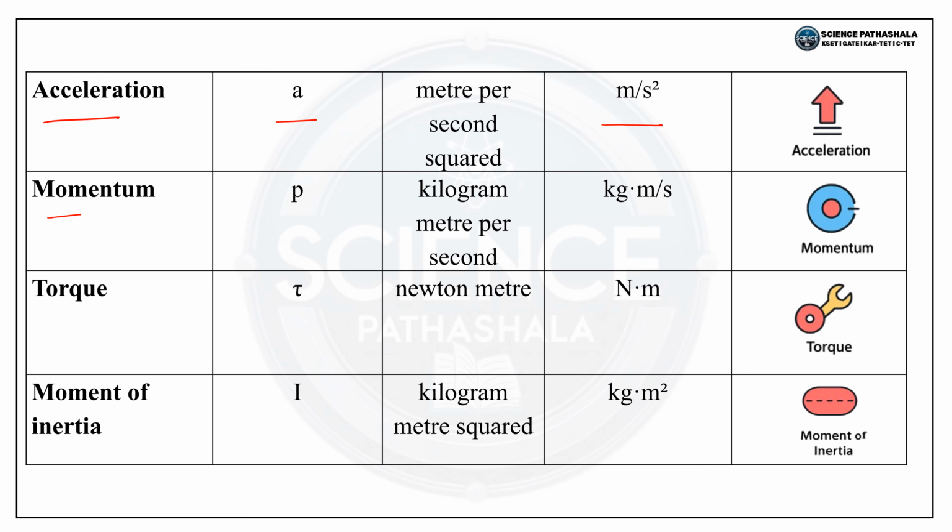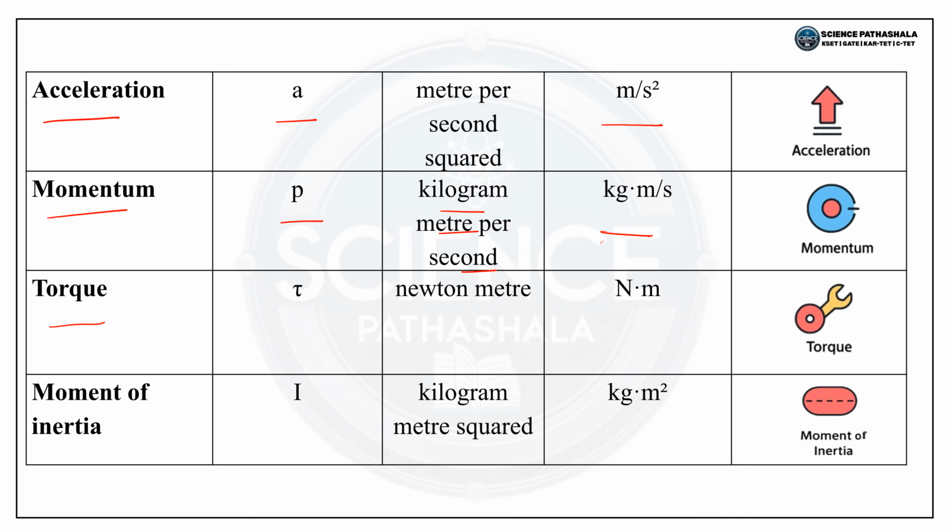So the next is momentum. Momentum andre it is the product of mass and velocity of a moving body. It is represented by the symbol small p. Its SI unit is kilogram meter per second. The next is torque.